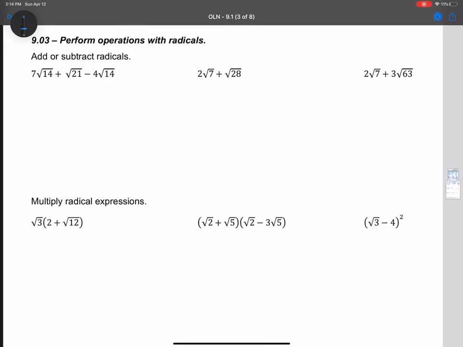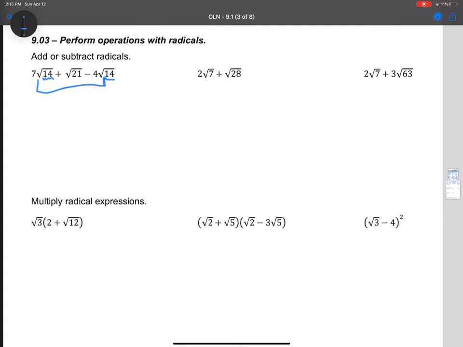For this video, we'll be adding and subtracting and multiplying with square roots. A rule for square roots is to be a like term. The same thing has to be underneath the square root to combine them. So the 21 is an unlike term.